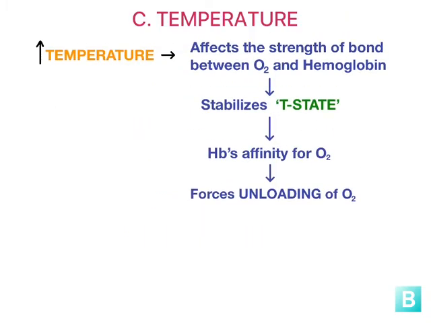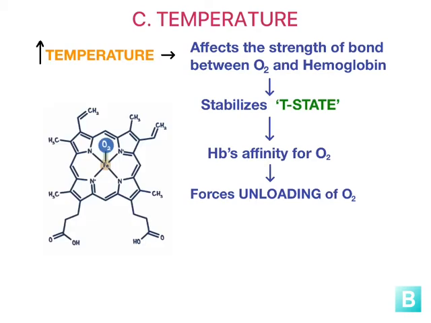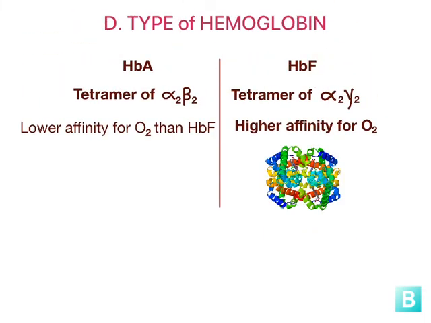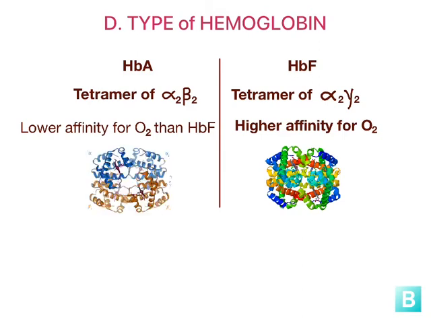Temperature can also alter this affinity. It affects the strength of the bond between oxygen and hemoglobin. This again leads to stabilization of the T state. Even a few degrees of altered temperature can affect the affinity. Another factor is the type of hemoglobin. The fetal hemoglobin has a higher affinity for oxygen as compared to the adult hemoglobin, thus binds to oxygen more strongly.